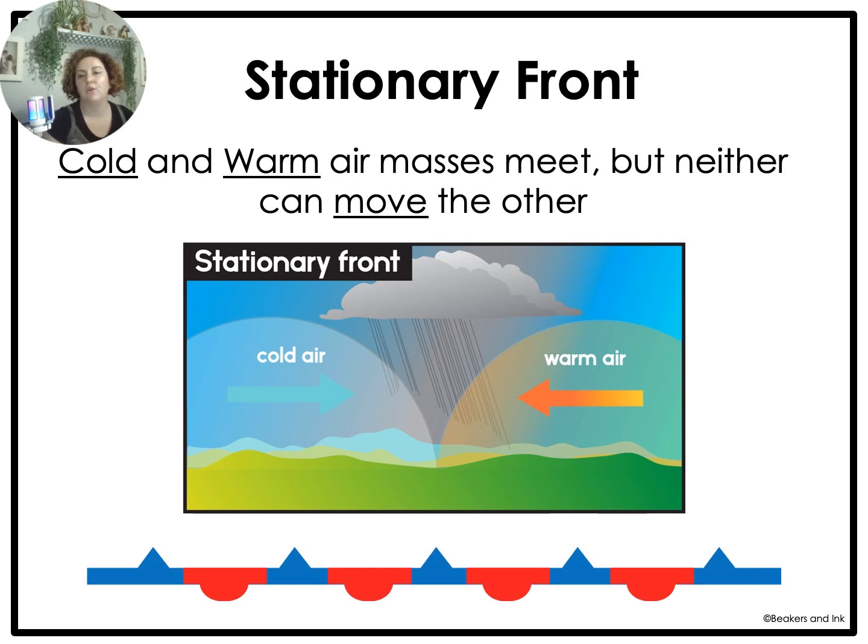So the weather, where the warm and the cold air meet, water vapor in the warm air is going to condense into rain, snow, fog, or clouds.